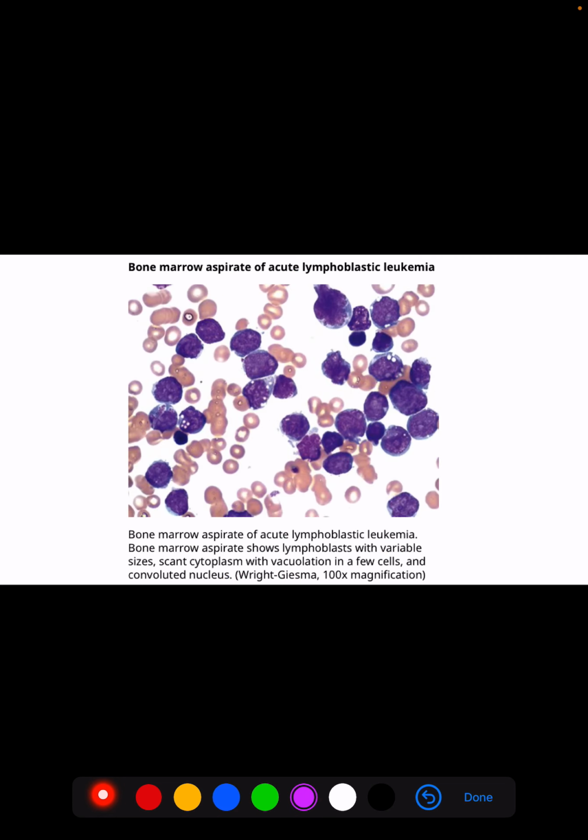So this is the bone marrow aspirate of acute lymphoblastic leukemia. These show lymphoblasts of variable sizes. There is a scant cytoplasm. There is vacuolation in a few cells, and there are also convoluted nuclei.